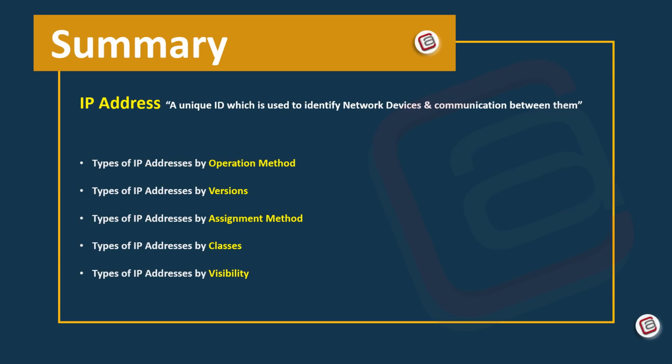Okay, let's finally summarize the IP address and its classification. An IP address is a unique ID which is used to identify network devices and communication between them. There are different types of classification, for example, by operation method, by version like IPv4, IPv6, by assignment method, static or dynamic, by classes like class A, class B, C, D, and by visibility like public or private.